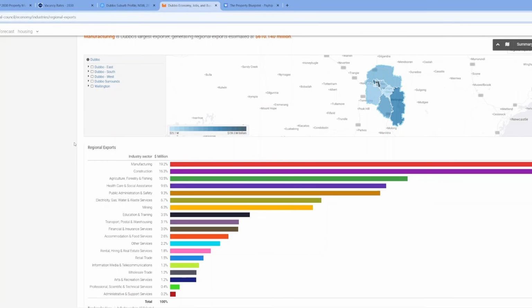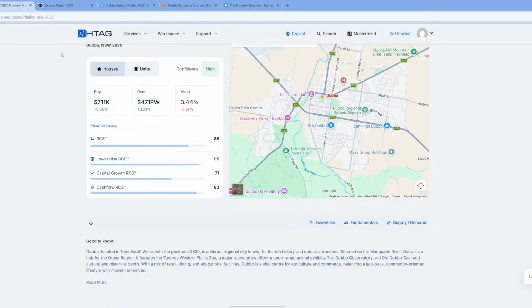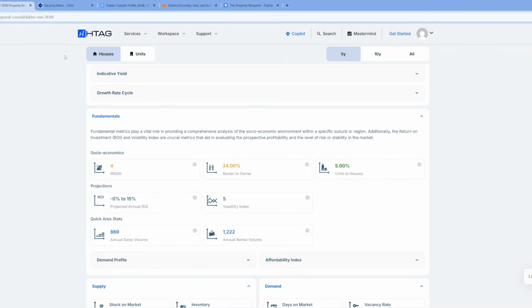And I'm looking at Dubbo, supply and demand is good, the rental situation is good, and it's economically diversified. So tick, tick, and tick. So then you may ask me, what is the last thing I like to look at? Now, once these three boxes are ticked already, there's just sort of smaller things I like to look at, and I'm going to break that down for you. When I look at Dubbo, and I like to look at this on H-tag, I kind of scroll down, and there's a couple of things I like to look at.